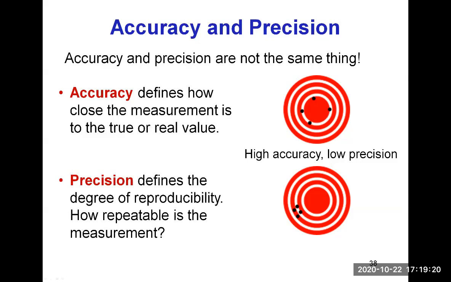In the second target, the one below, we see that all the shots are clustered into one area. So we can tell that the precision is very good. It's reproducible, it's repeatable. You are able to always shoot in the same place. So measure about the same value. However, you are offset from the center of the target. It's shifted to the left. So this makes it a low accuracy measurement.